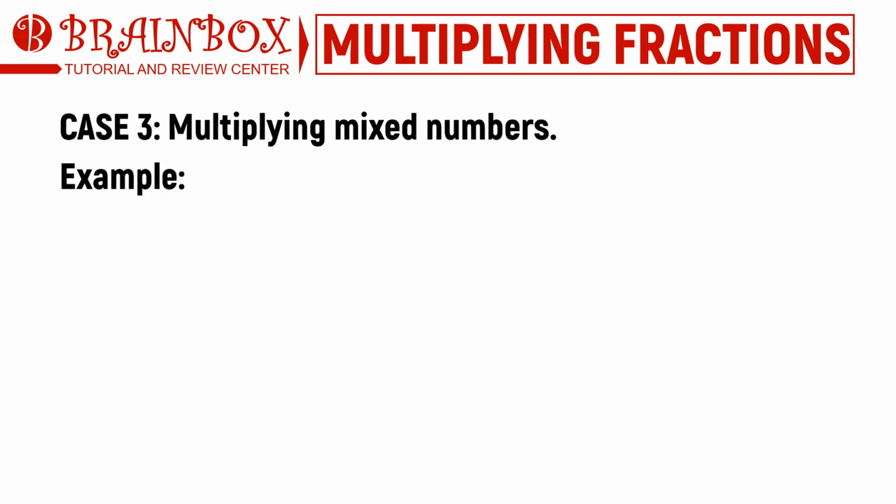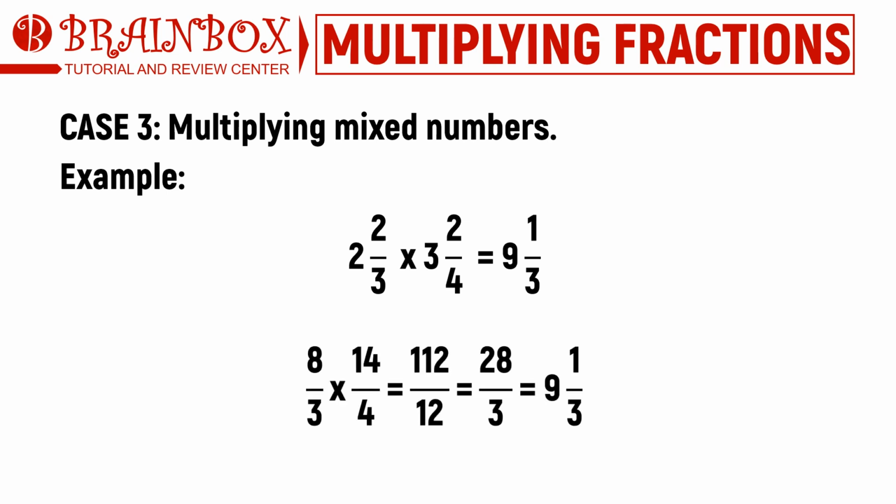The third case is multiplying mixed numbers. Example: 2 and 2/3 times 3 and 2/4 equals 9 and 1/3. When multiplying mixed fractions, the first step is to convert them first to an improper fraction. We just have to follow the steps in conversion as what we discussed in the previous topics. After conversion, we can now proceed to multiplying them.